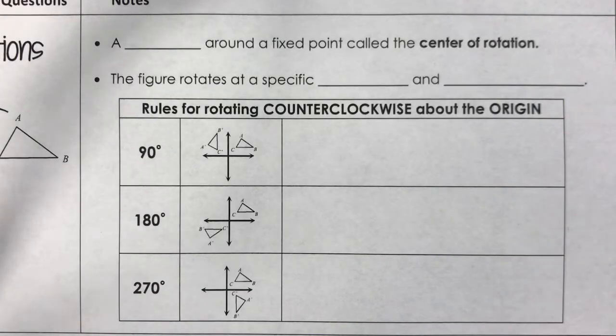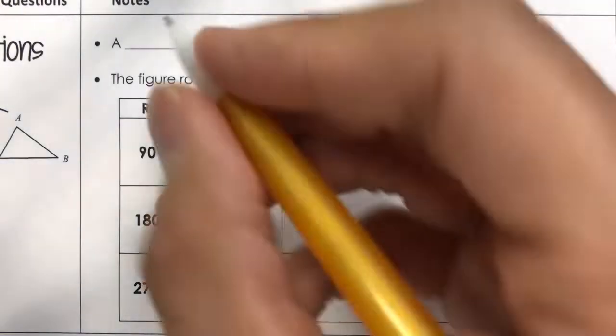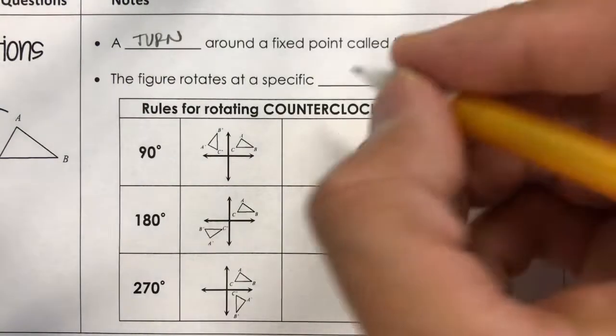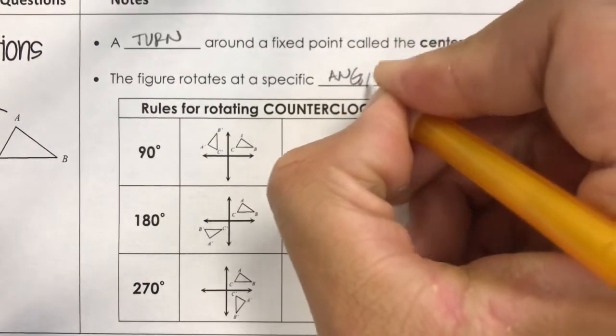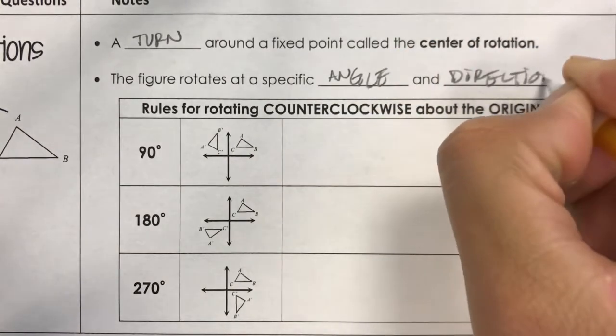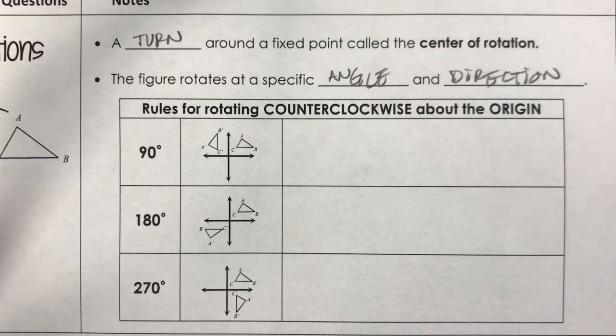So first we're going to start off with a few things to make rotations a little bit easier. A rotation is just a turn around a fixed point called the center of rotation. The figure is going to rotate at a specific angle and direction. And again, there's some rules that are going to make this easier for you to do.